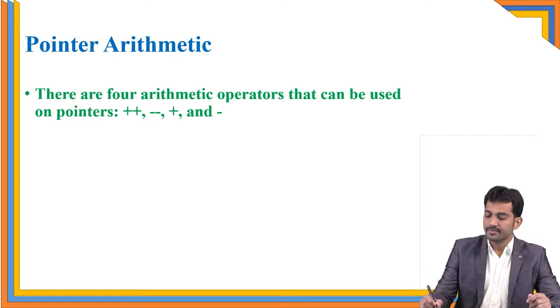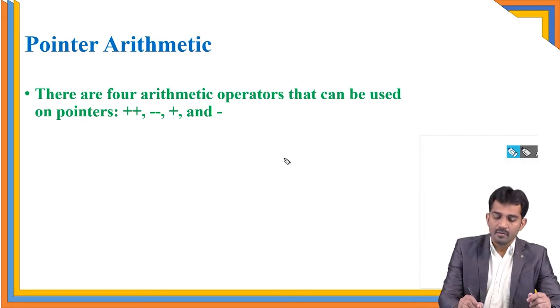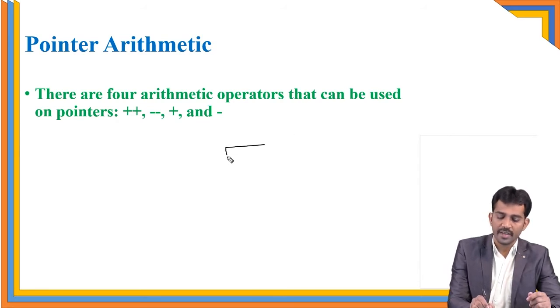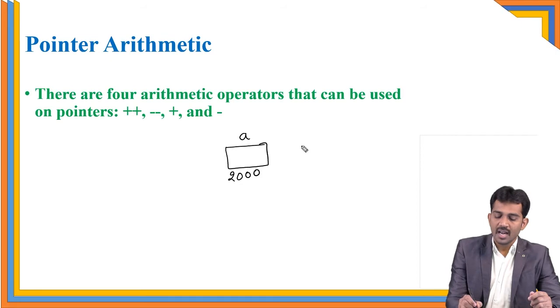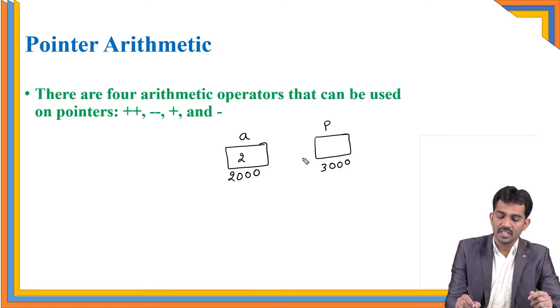If you consider, for example, one data type, one variable, this variable name is A. For example, this address is 2000, and the value is 2. As well as that, you can take one more variable, that is a pointer variable. The pointer variable has some different address, so 3000, for example.